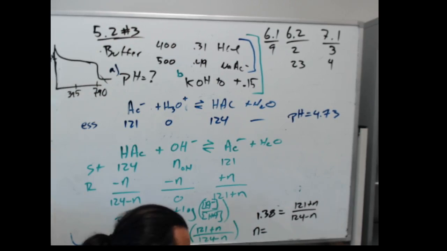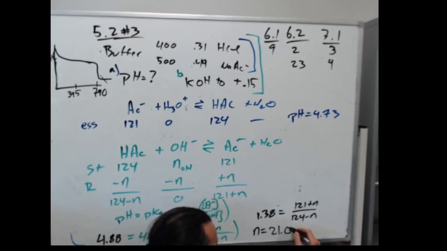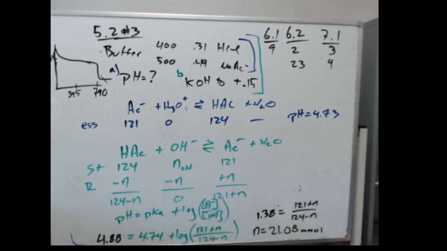Okay. If I did my calculation correct, I don't know if anyone's double checking me. I wouldn't trust just one person doing a calculation, even if it's me. I got 21.08 millimoles. Remember, since I left that 121 and that 124, those are both in millimoles. So my answer comes out in millimoles.